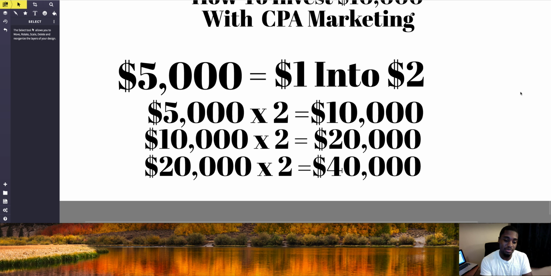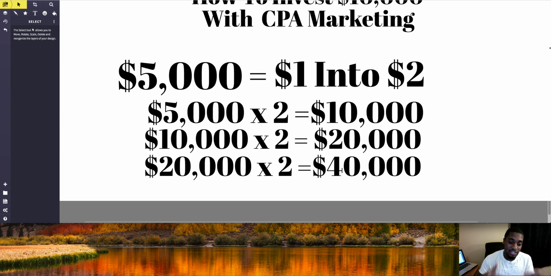But now that I got the CPA network, it's perfectly cool if I do that, because it's for people to run on my network. The more money I make, the more money they make. So it's a win-win for everybody. So that's pretty much all it is, guys, when it comes to investing this type of money.